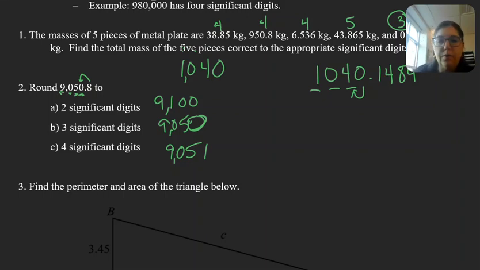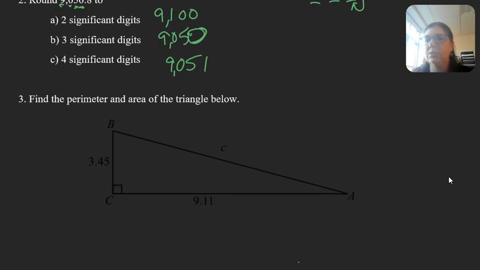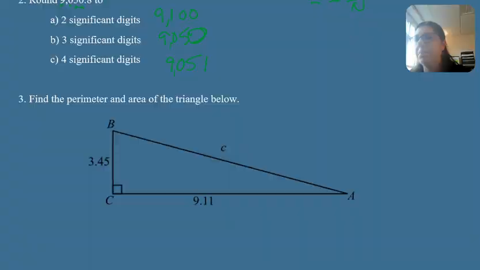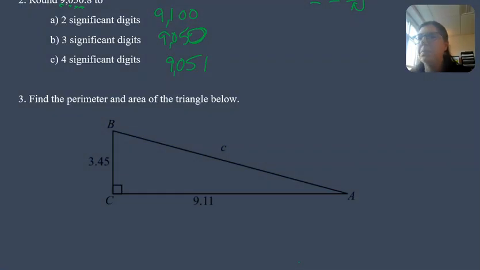Now I have one more for you here, and I tend to use a black screen because I get headaches, so I'm going to change that page color. I just want you to be able to see it better.